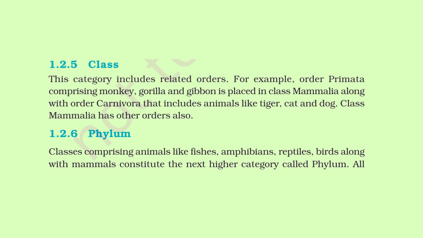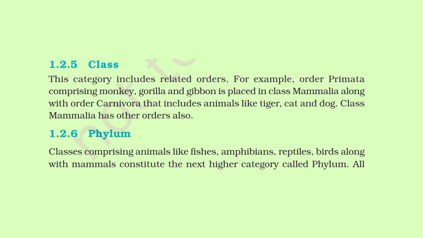1.2.5 Class. This category includes related orders, for example, order Primata, consisting of monkey, gorilla, and gibbon, is placed in class Mammalia along with order Carnivora, that includes animals like tiger, cat, and dog. Class Mammalia has other orders too.